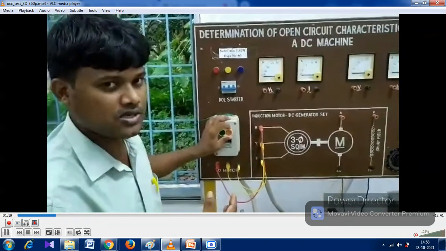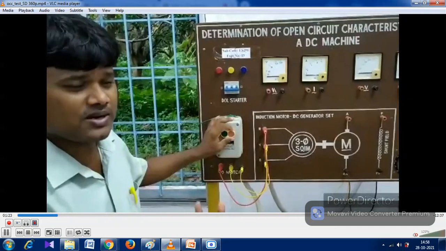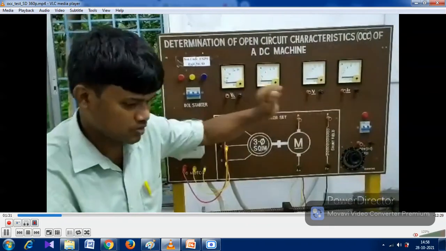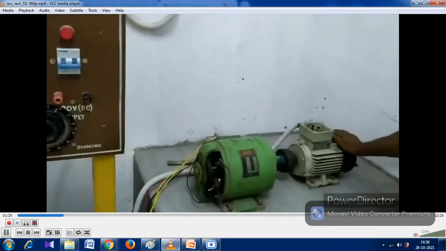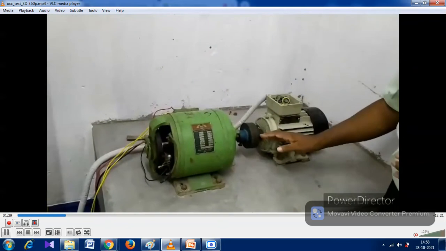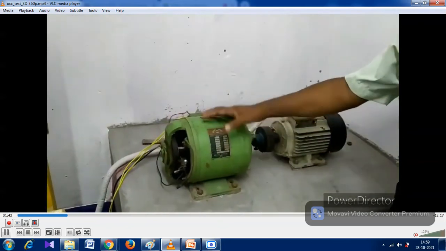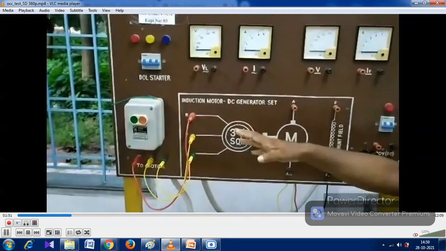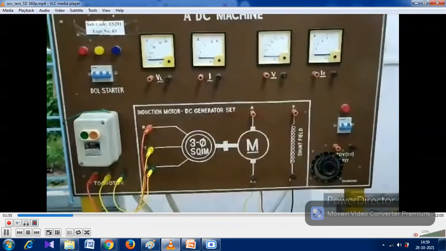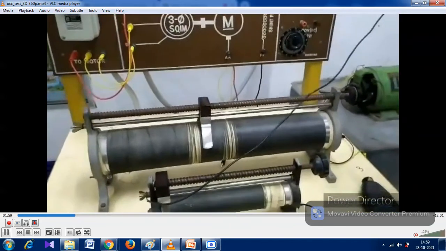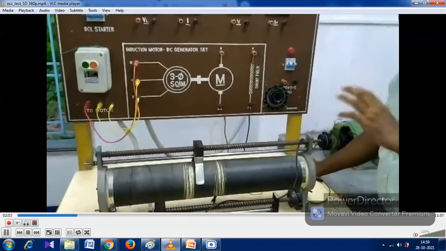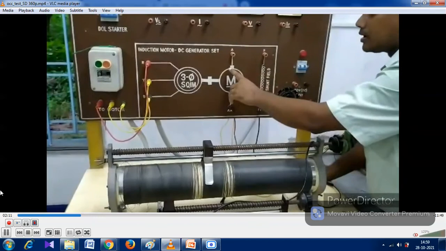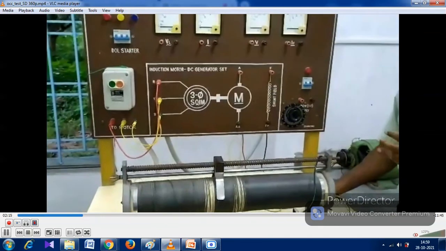And here we have to study only the DC portion. The right side of that panel is the DC portion. Of the two sets, the left one is the DC machine and the right one is the induction motor. First, by the induction motor, we are providing mechanical energy to the DC generator, and these two are variable resistances by which we can vary the resistance. You can see the symbol of the DC motor on the panel.